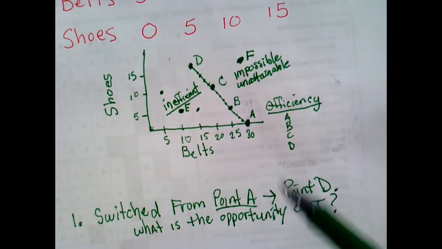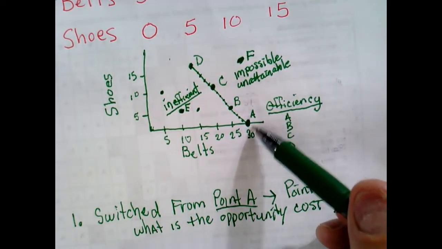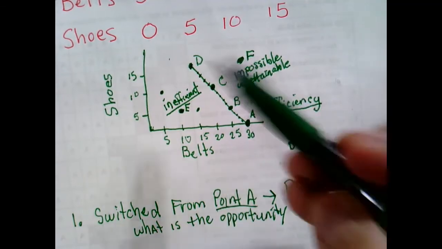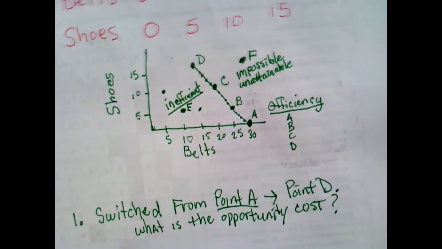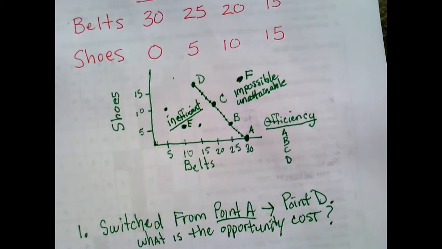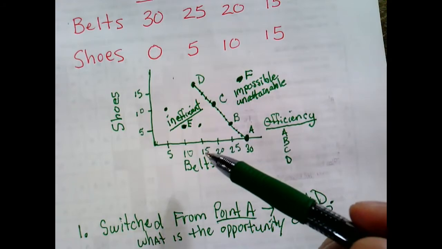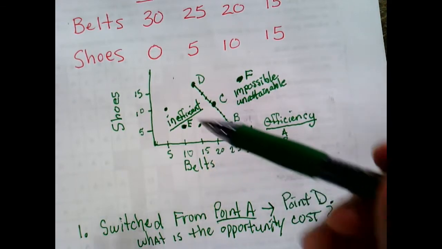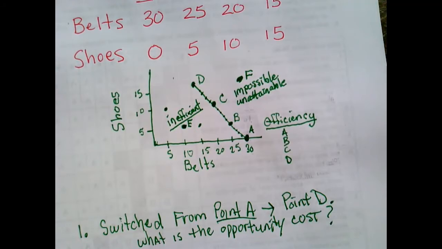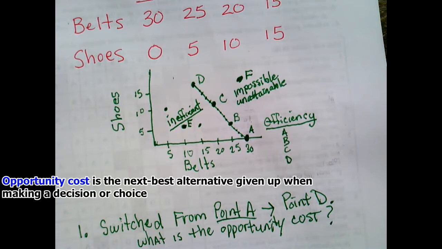All right, so this company was producing here at point A. Remember, at point A, they're producing 30 belts and 0 shoes, right? So 30 belts, 0 shoes. Now they're switching production to point D, and they're going to start producing 15 belts and 15 shoes. Remember, what does the phrase opportunity cost mean? It means what you gave up in a decision, right? Your next best alternative. So the next best alternative was point A, right?